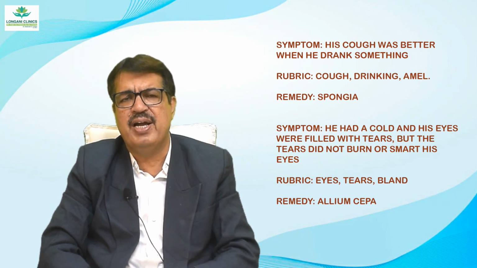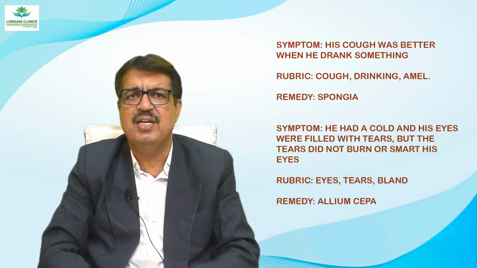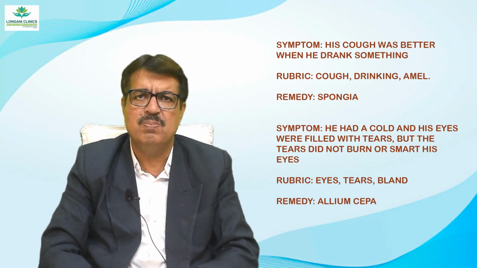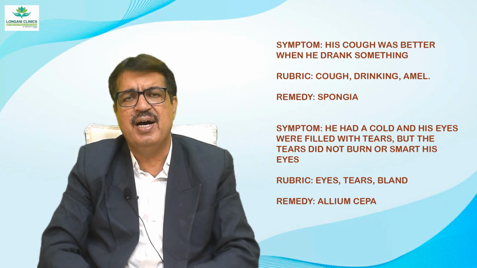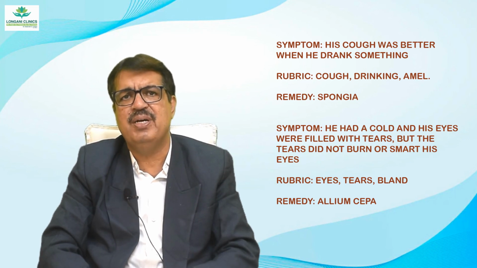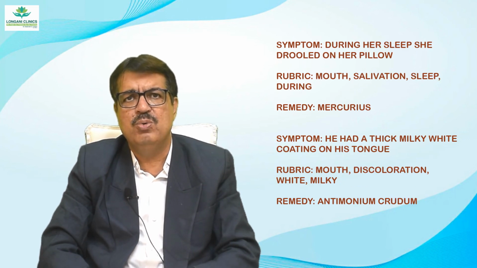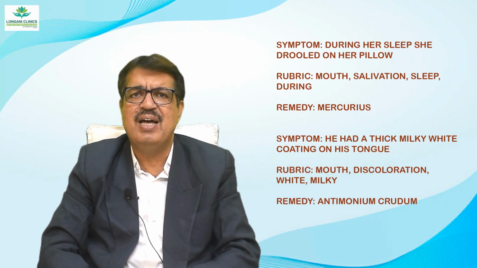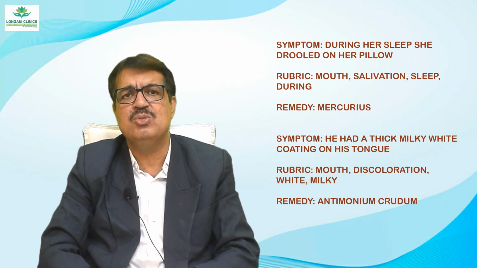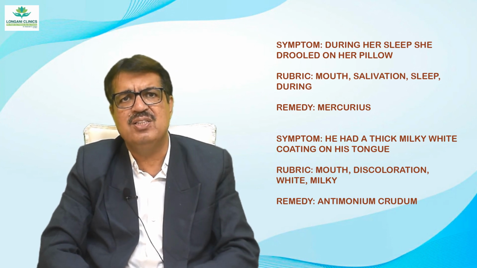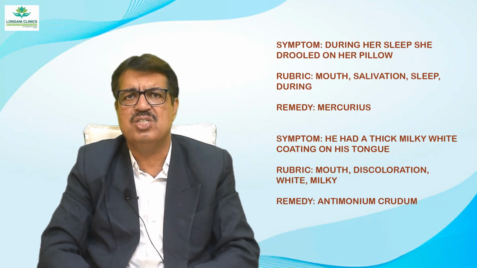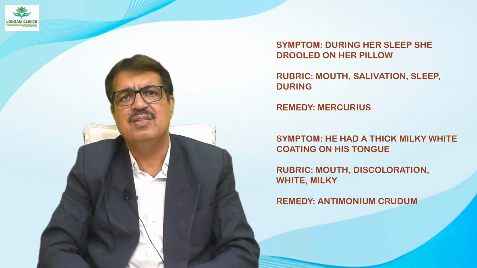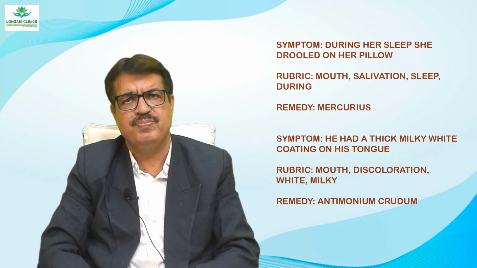He had a cold and his eyes were filled with tears, but the tears did not burn or smart his eyes. Rubric: eyes, tears, bland. The remedy is Allium cepa. During her sleep, she drooled on her pillow. Mouth, salivation, sleep during. The medicine is Mercurius. He had a thick milky white coating on his tongue. The rubric: mouth, discoloration, white, milky. The remedy is Antimonium crudum.